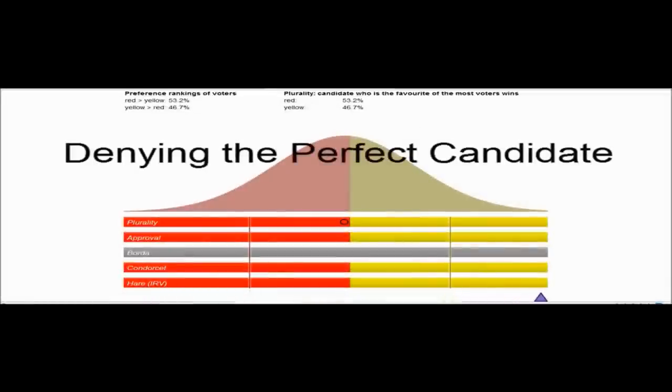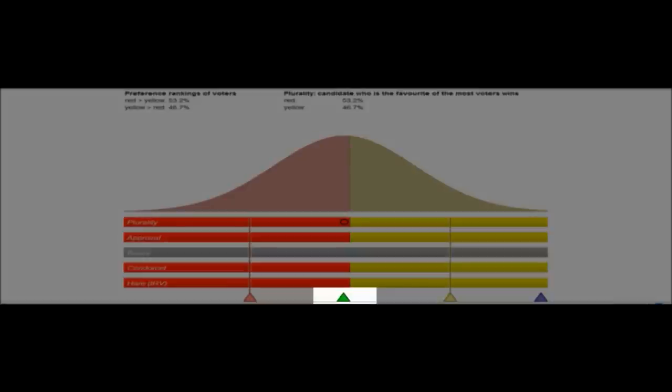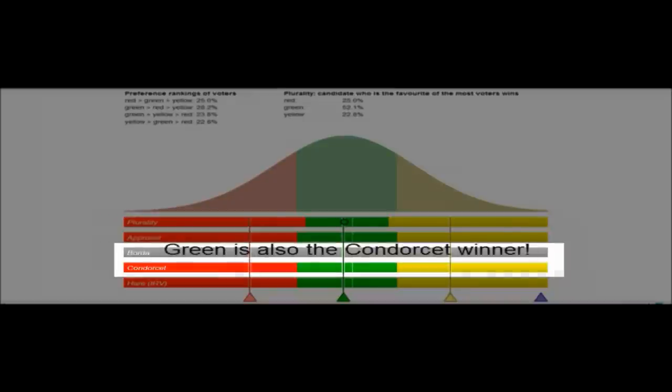If we were to think in terms of a perfect candidate, where would we place her? What kind of candidate would she be? A perfect candidate would appeal to the most voters. She would be a centrist candidate. So, we place the perfect candidate in the center, where the bulk of our voters are. Let's place Green in the center as our perfect candidate.